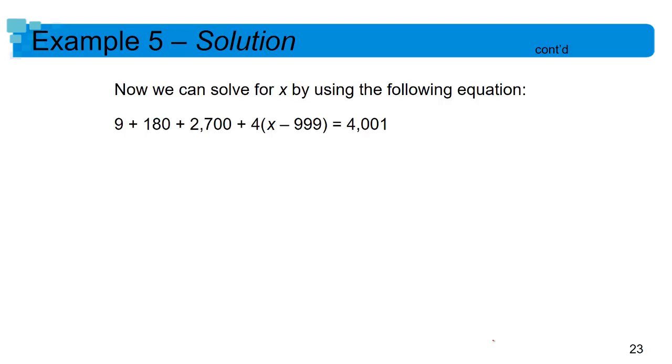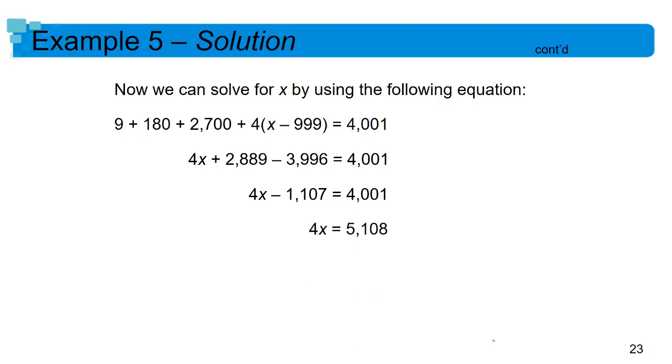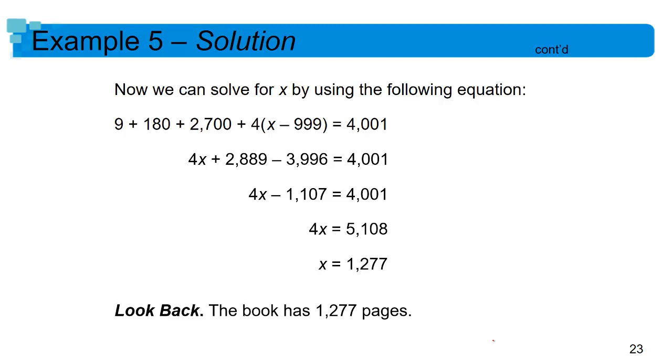Whew! Do some simple math. Distribute the 4. Add the constants together. Then add those constants together again, right? We're combining like terms. Then we move that over so we can isolate our variable. Then we divide by 4, and we get 1,277. Remember, x represented the total number of pages. So the book has 1,277 pages.